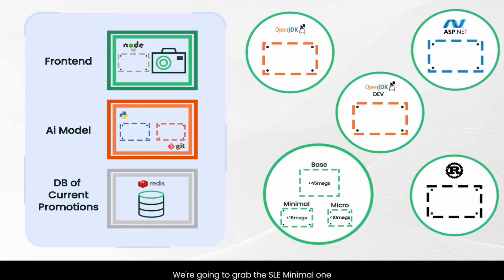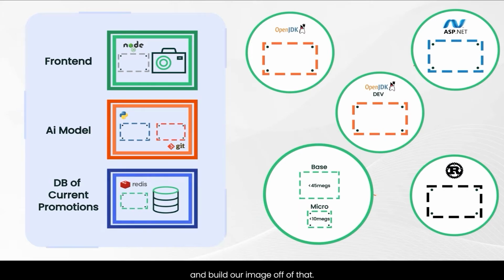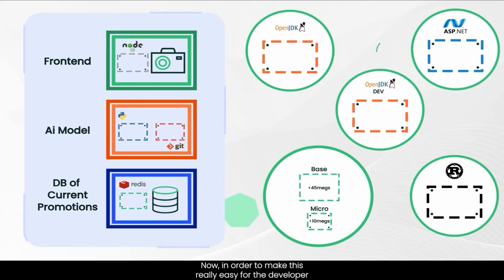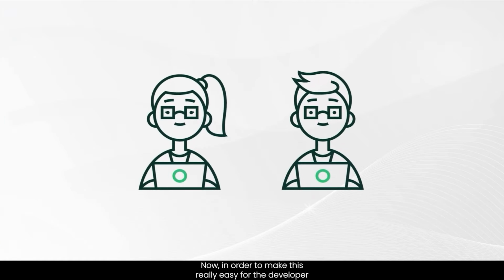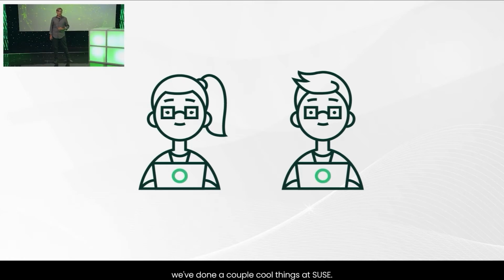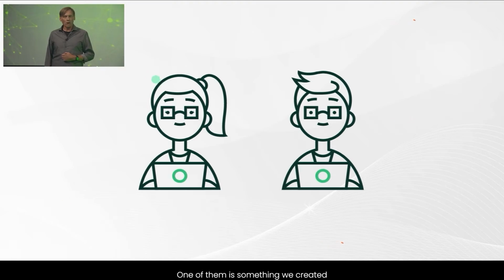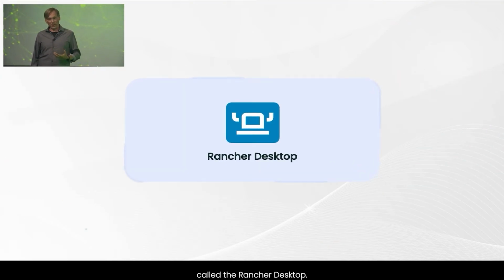We're gonna grab the SLE minimal one and build our image off of that. Now, in order to make this really easy for the developer and to get the developer up and running in these images easily and developing in Kubernetes easily, we've done a couple cool things at SUSE. One of them is something we created called the Rancher Desktop.